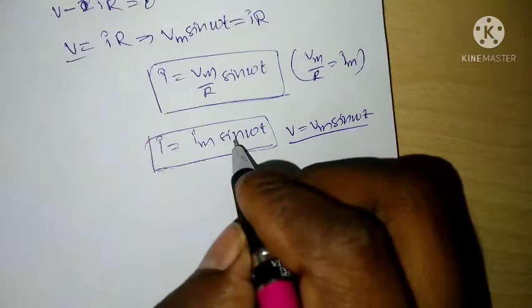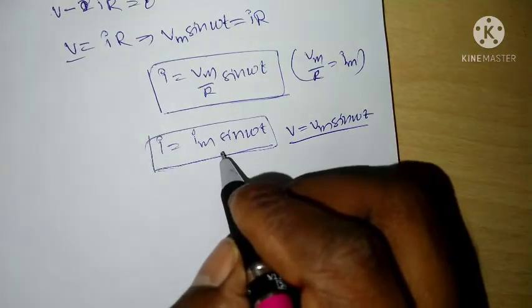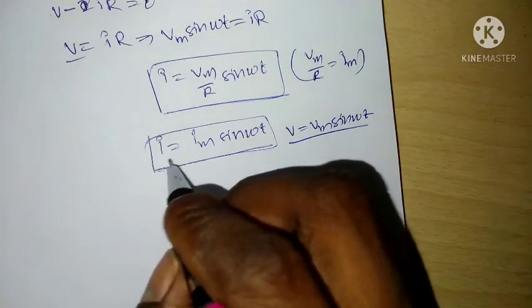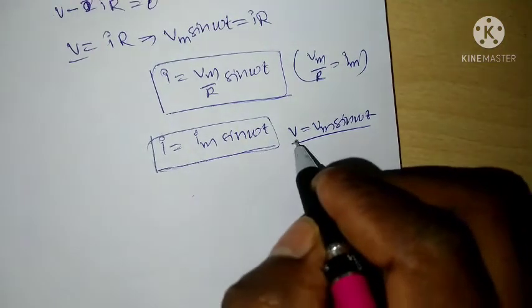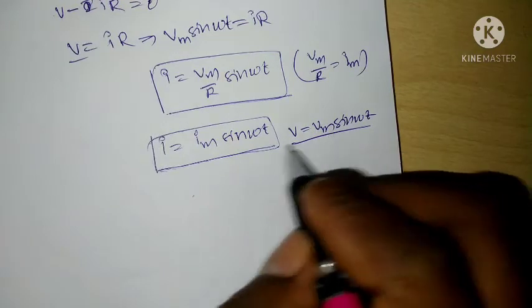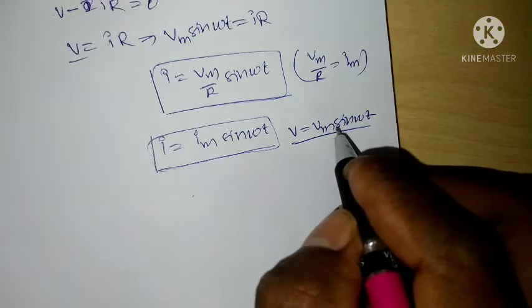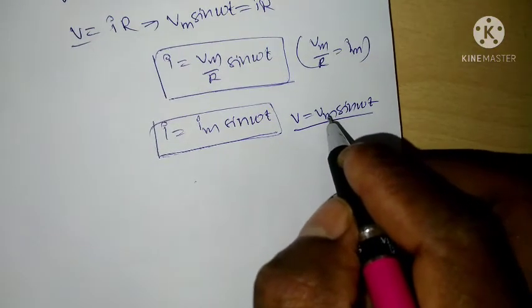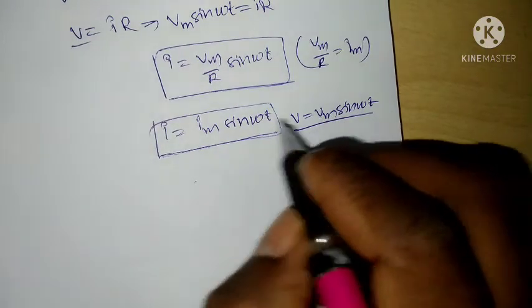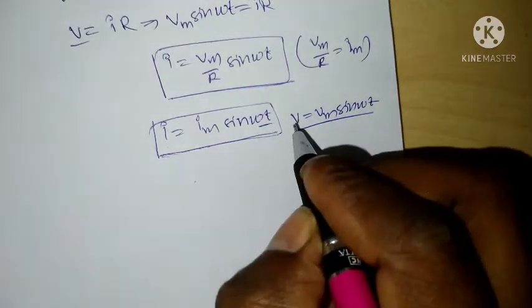This AC current, from the previous chapter on the AC generator, is the principle of AC current: I is equal to Im sin omega t, V is equal to Vm sin omega t. This is the sinusoidal wave relation. Suppose we draw the graph between voltage and current with respect to time.